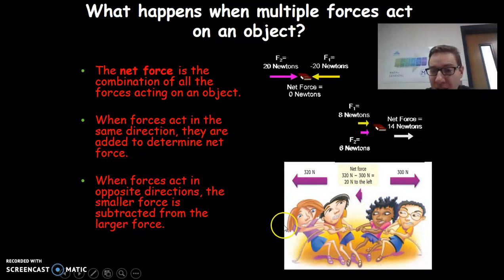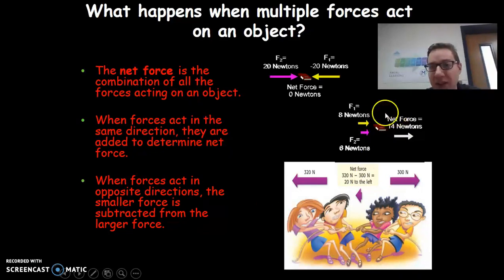from the larger force. I have a tug of war, which is a great example. We have two teams pulling on a rope. If you've ever played tug of war, whoever has the most force wins. On the left side, they have 320 newtons of force, but on the right side, they're pulling with 300 newtons of force. The net force, 320 minus 300, is 20 newtons, and the side with more force is going to go 20 newtons to the left. They may not go very fast, but they're going to be pulling that rope and everybody over to the left. So that is what we do with opposite directions when it comes to force.